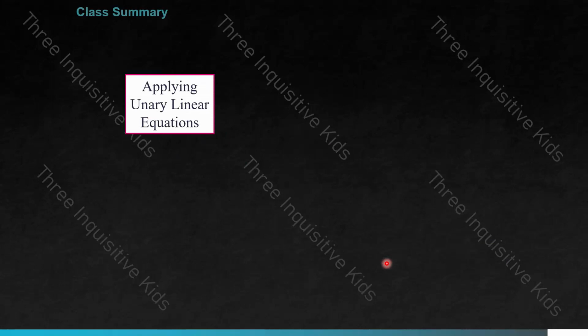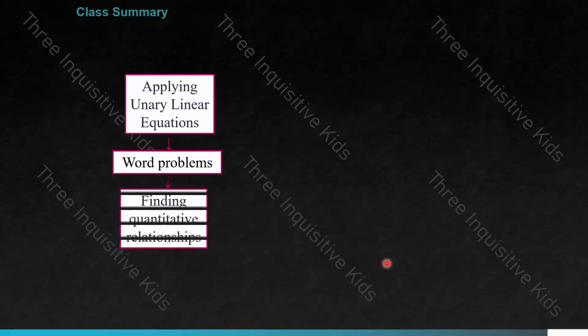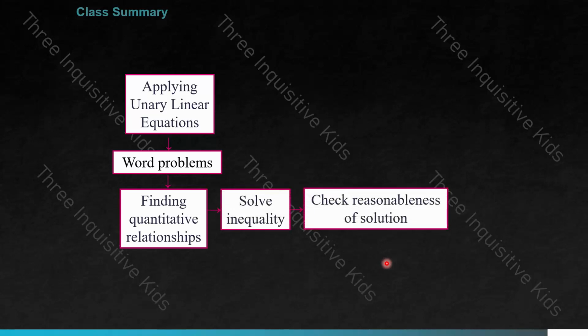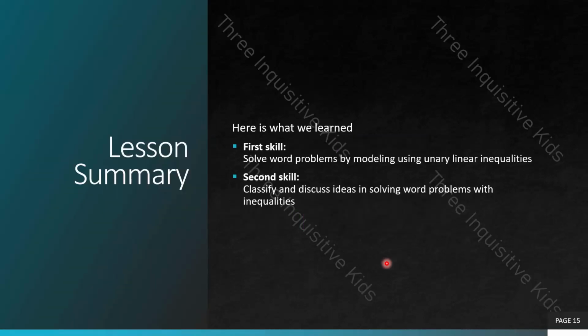All right, so you finally got to the end of this video. Today we did a lot of practice work with our word problems and reviewing the steps of solving word problems using algebra. So here is our class summary. Today we applied linear inequalities in one variable to word problems. And we learned about the steps. So word problems, finding quantitative relationships, solve the inequality, and then checking the reasonableness of the solution. Finally, we get our answer.